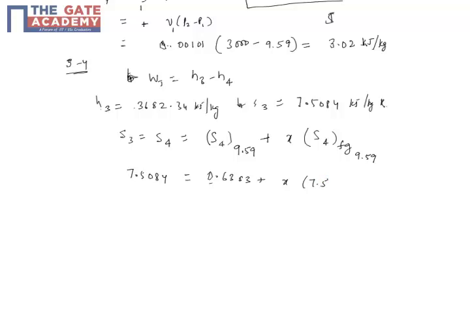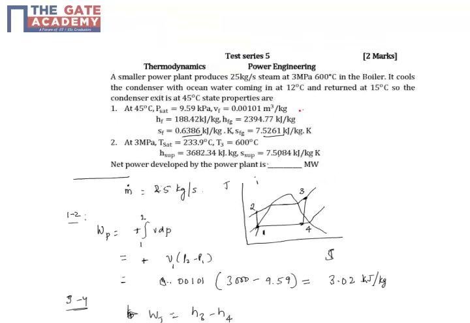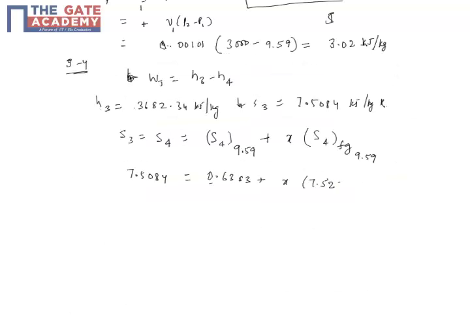Let's look again at the values at the top: 0.6386 and 7.5261. When I calculate the dryness fraction from this, it comes out to be 0.9128. So I got the dryness fraction.